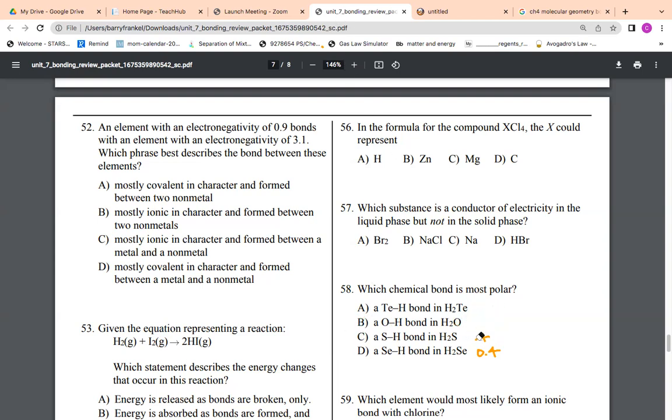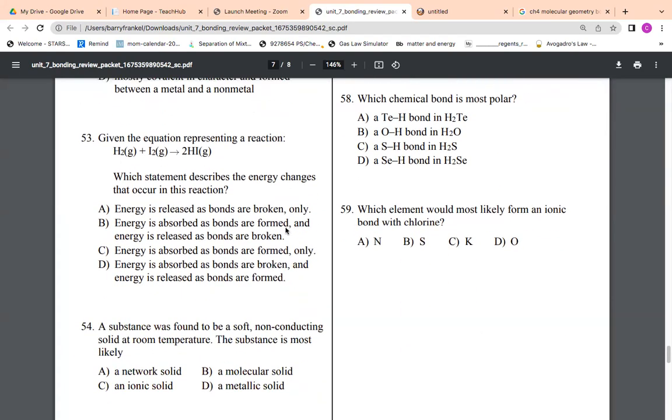All right, so number 59, we've only got 2 more questions. Which element would most likely form an ionic bond with chlorine? Chlorine is a nonmetal. So what would form a bond with a nonmetal in order to make an ionic compound? That would be the metal. So just find the metal, and that is going to be potassium. Potassium is in group 1, will form KCl, potassium chloride.